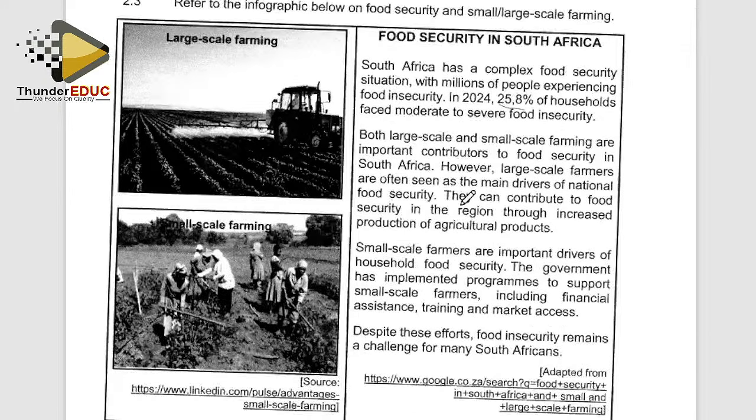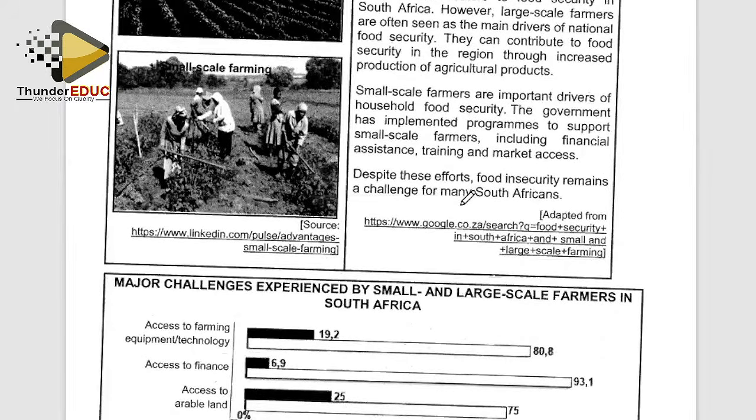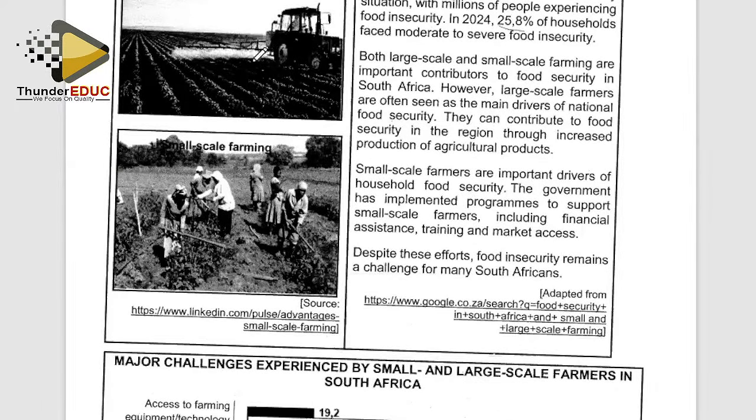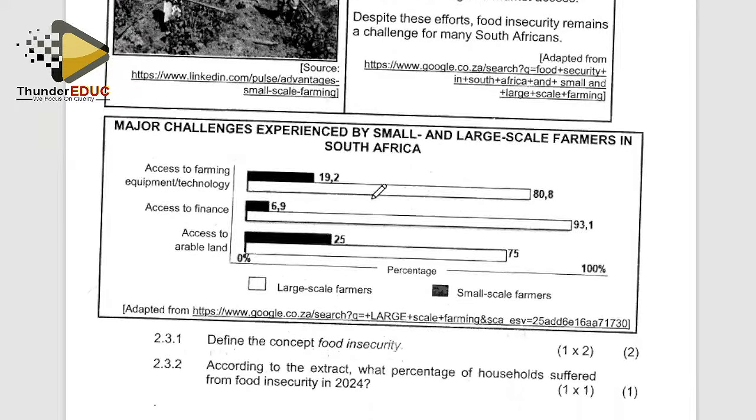Right, that takes us to question number 2.3. 2.3 refers to the infographic below on food security and small or large scale farming. We're not going to go through the text, but it's showing us a mechanized farm here where there is a machine that is doing work on the farm. And also this is small scale where we are seeing manual labor being employed. Right, and also you have a graph here which shows the major challenges experienced by small and large scale farmers in South Africa. Right.